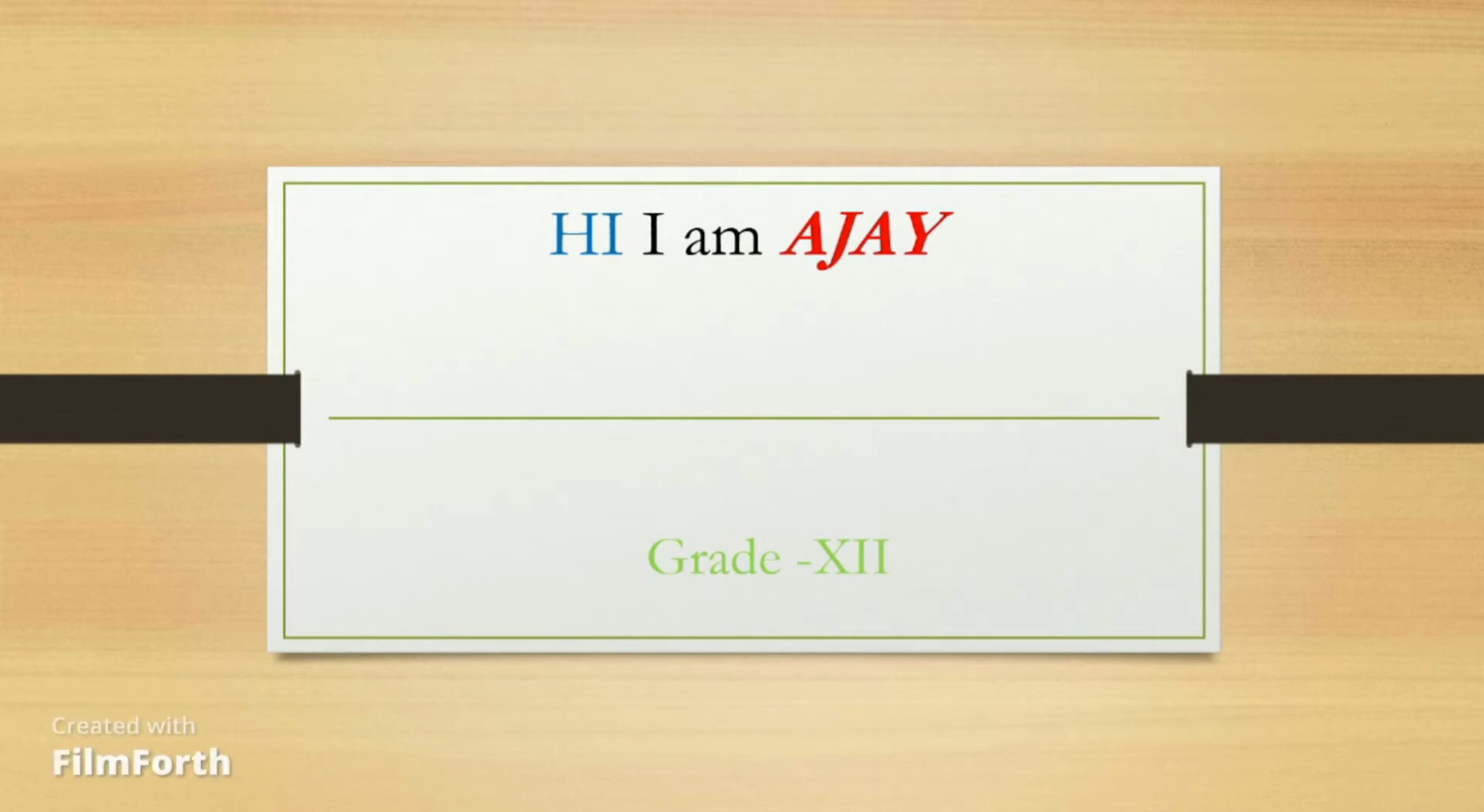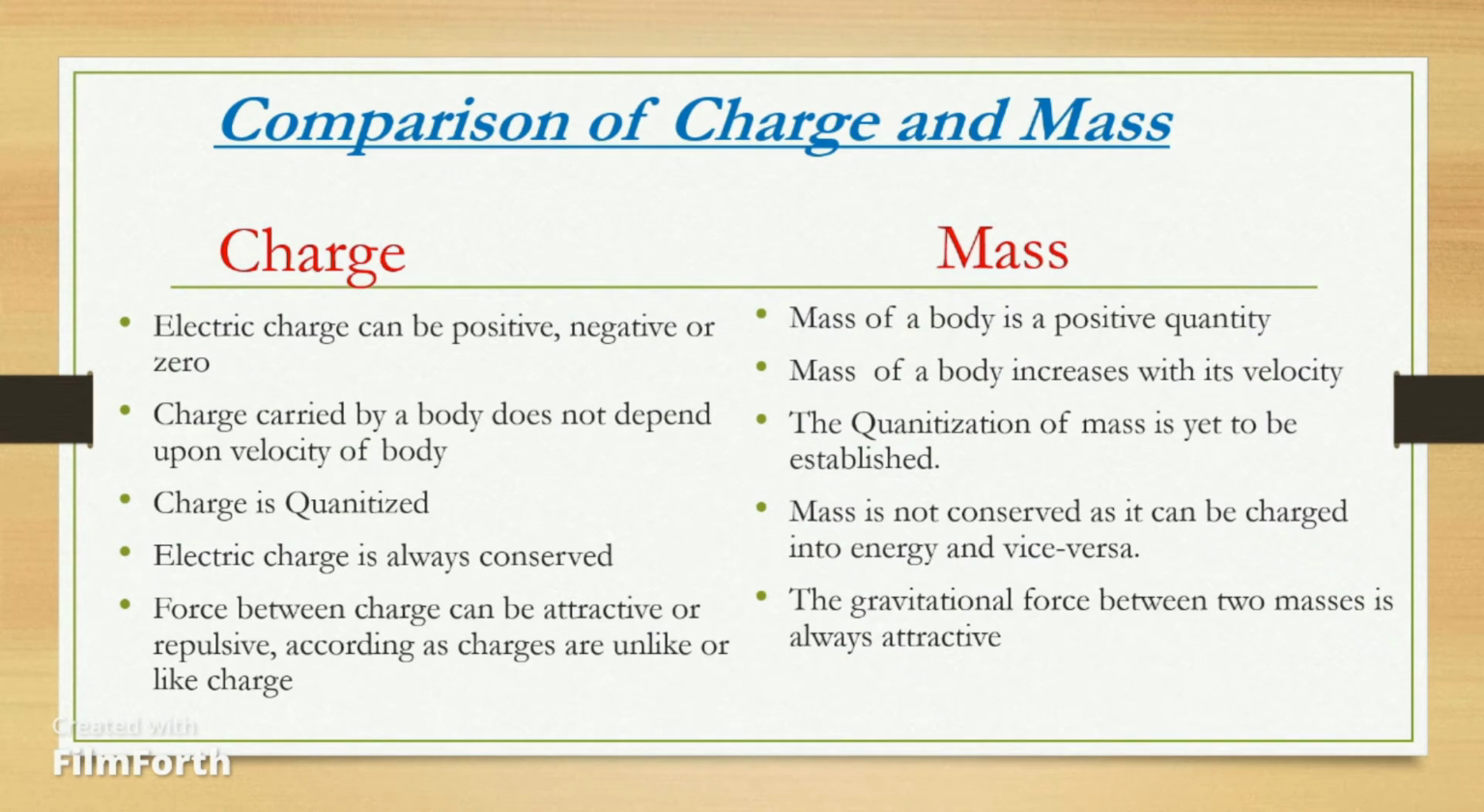Today, let us see the comparison of mass and charge. Comparison of charge and mass. Charge: electric charge can be positive, negative or zero. Mass: mass of a body is a positive quantity.